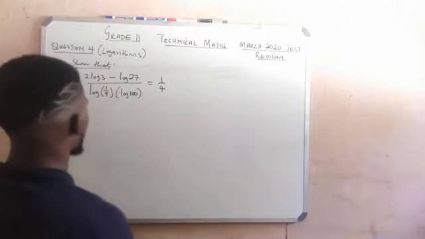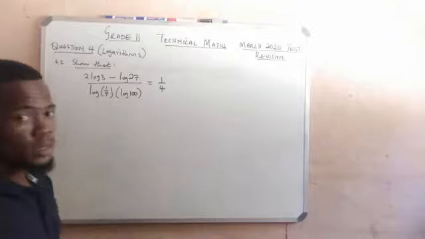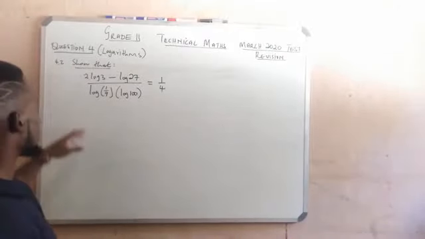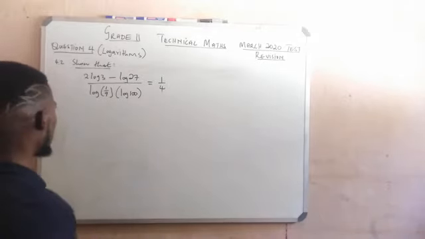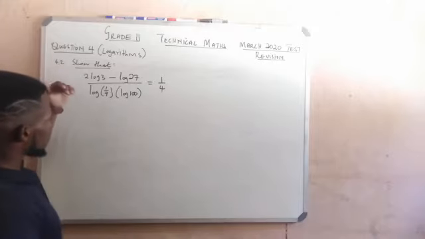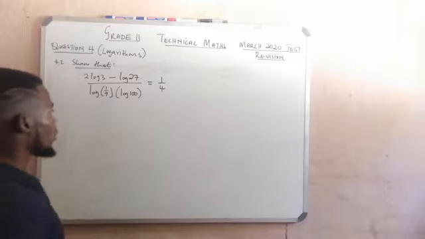Right, moving on, grade 11s, we are on 4.2 now, still question 4, the logarithms. 4.2, you are required to show that 2 log 3 minus log 27 divided by log 1 over 9 multiplied by the logarithm of 100 is equal to 1 over 4.